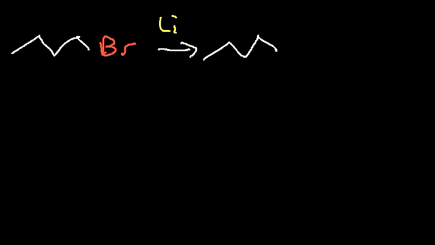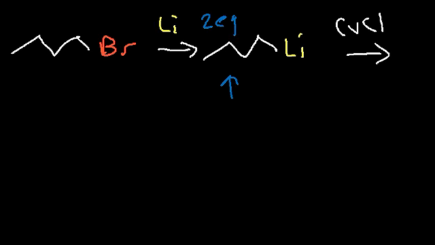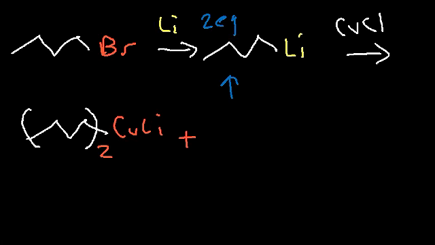So let's say you have an alkyl halide, the first thing you could do is add lithium to it, and this is going to turn into this compound. And then once you add copper chloride, assuming you add enough of this, let's say 2 equivalents, then you can get the R2 copper lithium reagent. Now, what can we do with this? We can react this group with another alkyl halide. Notice what's going to happen.